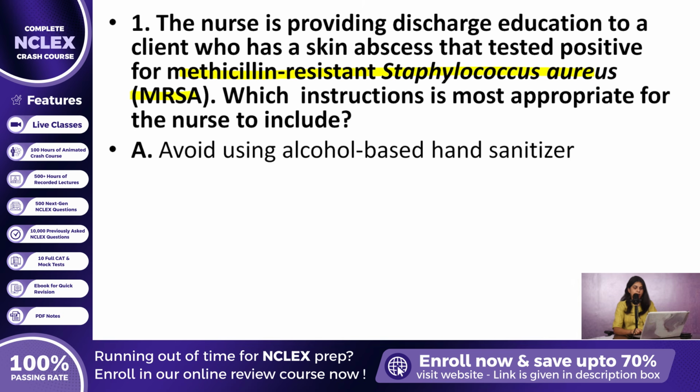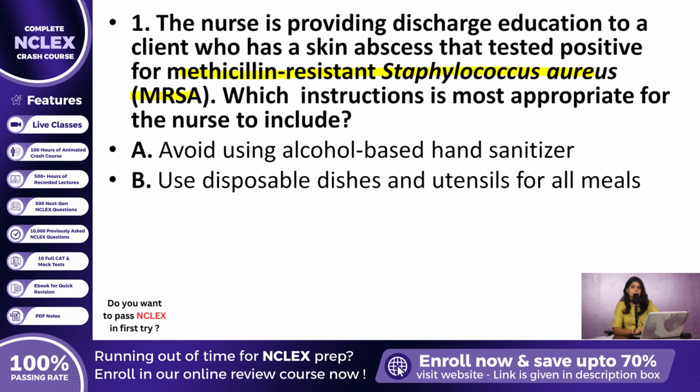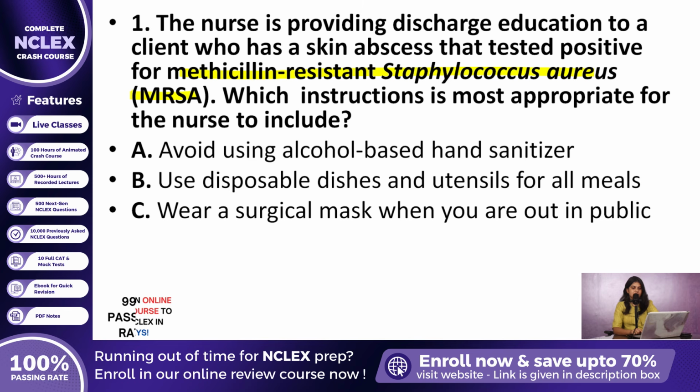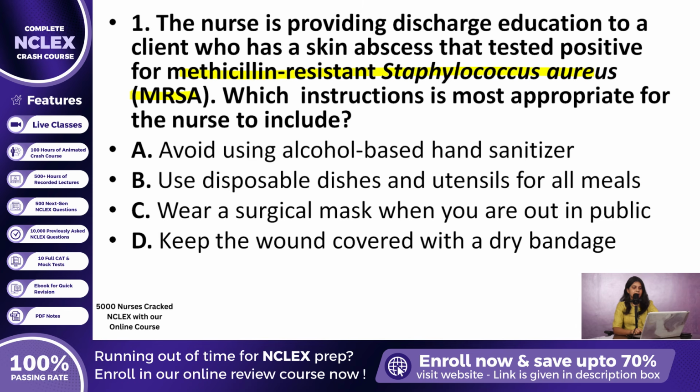Here are the options. Option A, avoid using alcohol-based hand sanitizer. Option B, use disposable dishes and utensils for all meals. Option C, wear a surgical mask when you are out in public. Option D, keep the wound covered with a dry bandage. And now, the correct answer is option D, keep the wound covered with a dry bandage.